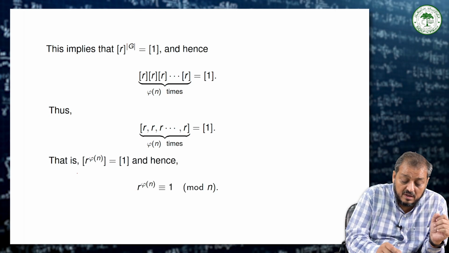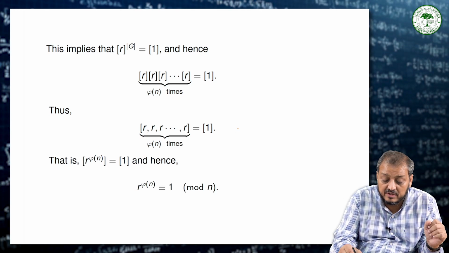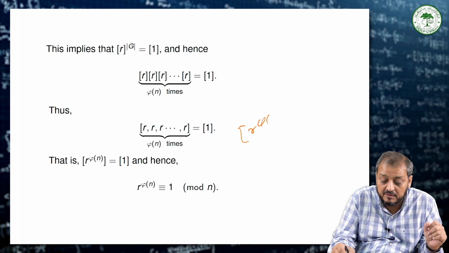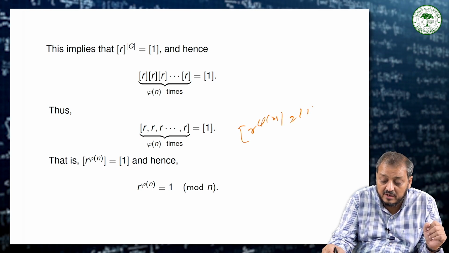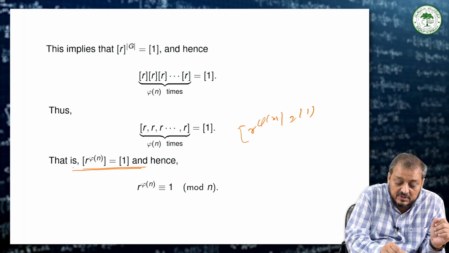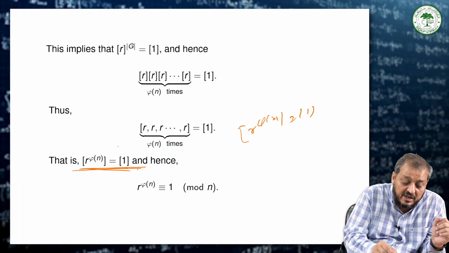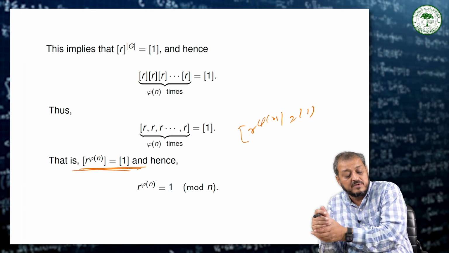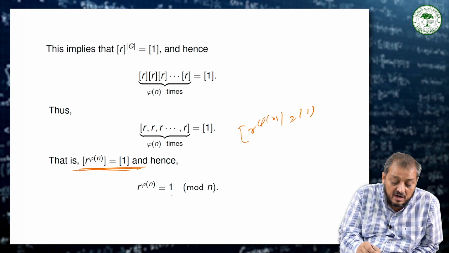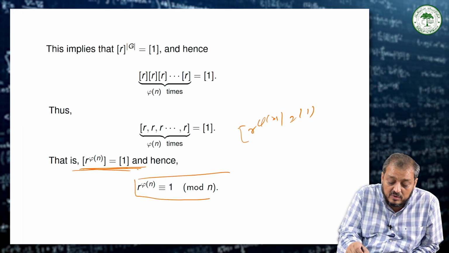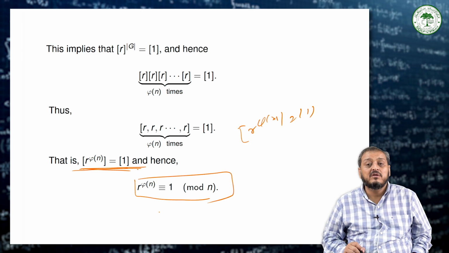So this can be written as a^r to the power phi(n), and that is equal to the identity, meaning the equivalence class of the identity. Then we can say that the equivalence class of this is the same as this. This means we can say that r to the power phi(n) is congruent to 1 mod n.